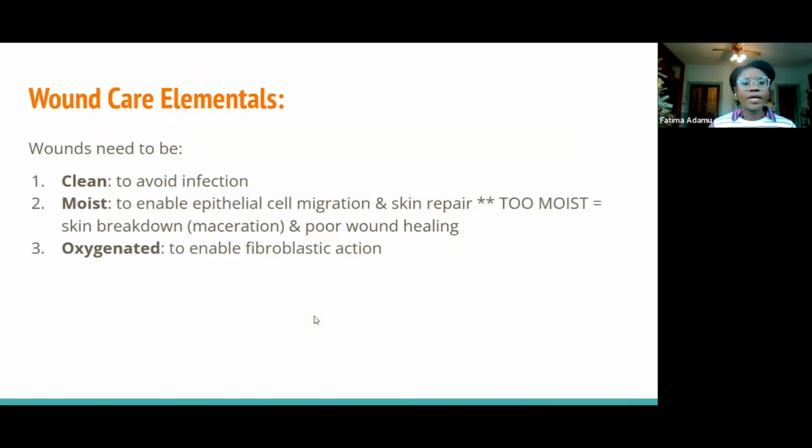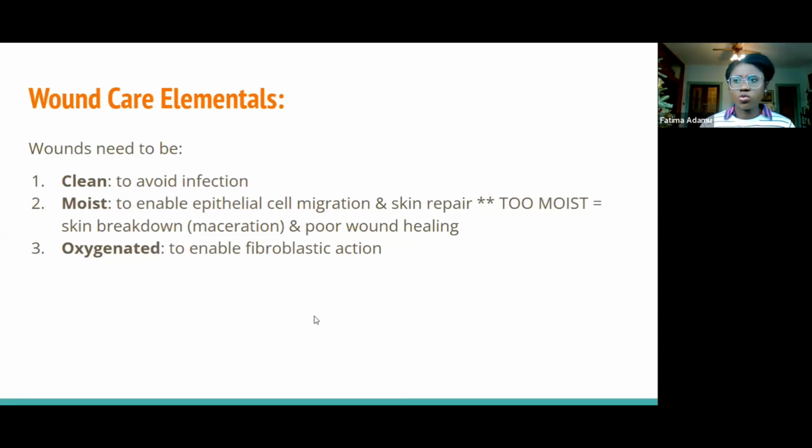Okay. Wound care essentials. Wounds need to be clean to avoid infection, moist to encourage epithelial cell migration. So in order for just the transfer of the correct cells and molecules to the site to do what they need to do. If the wound is dry, it kind of stops that healing process and you get a wound that stays open for longer. But then again, too moist means that the skin breaks down and there's poor wound healing. If a wound is too moist, it's often kind of gray looking. You'll notice that it stays open for much longer.